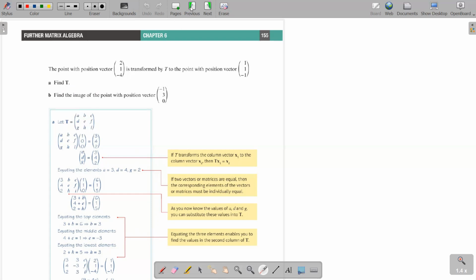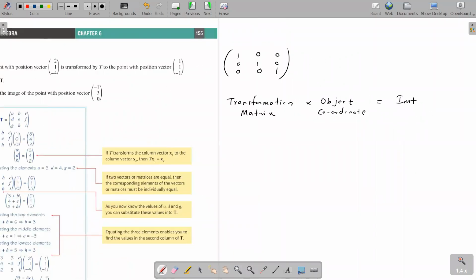Now they have given you the object coordinate and the image coordinate. Are you with me? The object coordinates are obviously the three coordinates (1, 0, 0), (0, 1, 0) and (0, 0, 1), right? These are object coordinates. Now the transformation, do you remember the rule we use in Form 1? Transformation matrix multiplied by what coordinate? Transformation matrix multiplied by the object coordinate, we get the image coordinate. Are you with me?